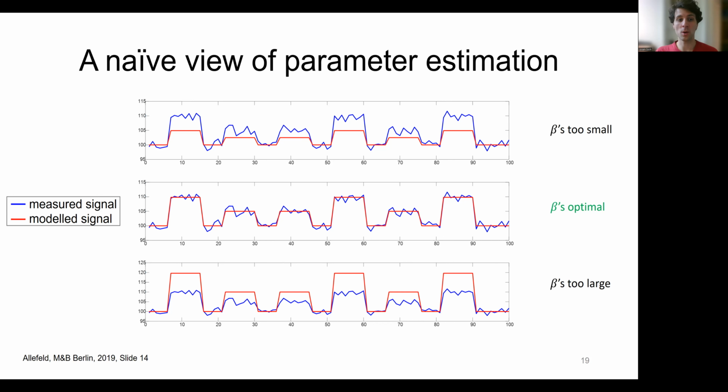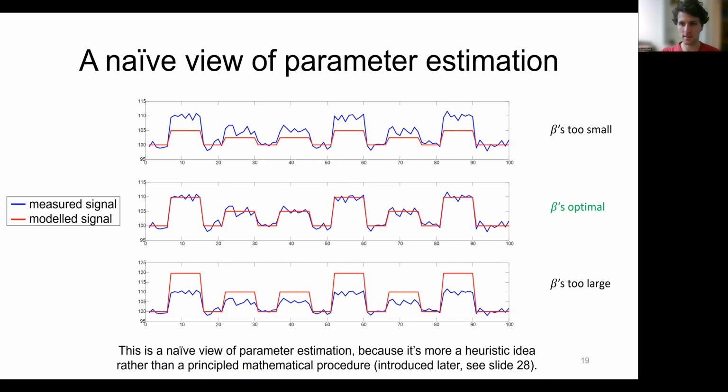And of course, there will be situations when the modeled signal is somewhat too small, here given on top, and other situations in which the modeled signal will be too large compared to the measured signal, here given in the bottom. And we are seeking those parameters, the optimal betas, that give the best fit of the modeled signal relative to the measured signal. This is what's here shown in the middle. Once again, this is a naive view of parameter estimation because it's more a heuristic for parameter estimation rather than a principled mathematical approach, which we will have a look at later on. So we will see how it works more precisely.